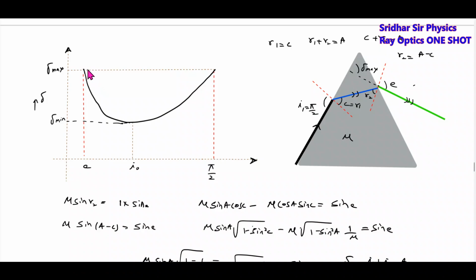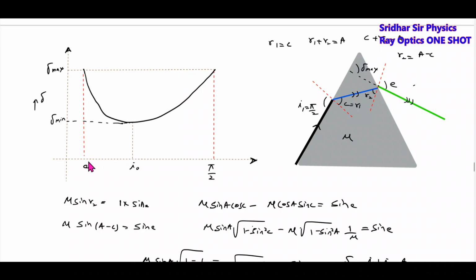This is a deviation curve, maximum deviation. At one angle, the angle of incidence is equal to pi by 2. Here angle of incidence equal to pi by 2: grazing incidence. If this is the grazing incidence, then R1 should be equal to the critical angle C. This is a refractive angle, this is an emergent angle. Then the deviation here will be the maximum. So one angle of incidence is equal to pi by 2.